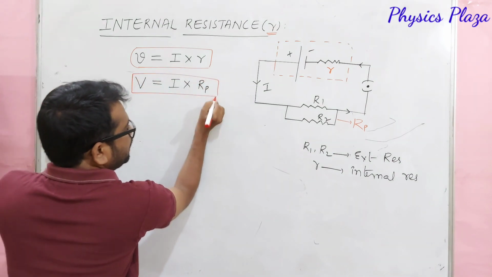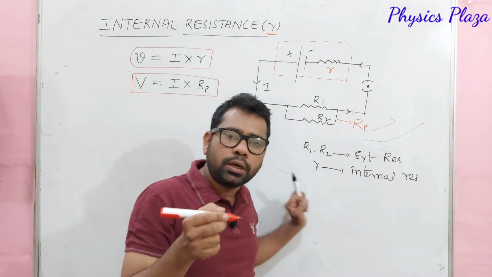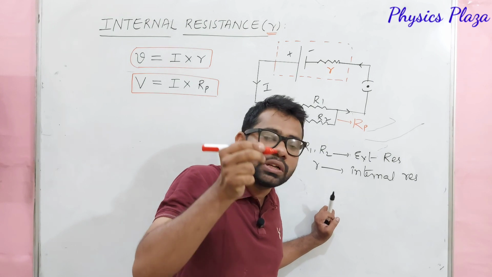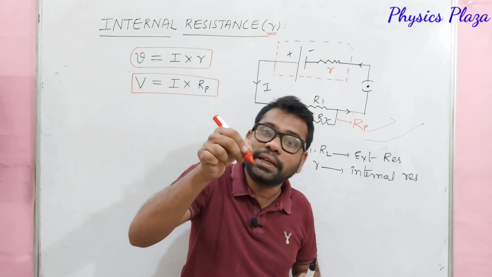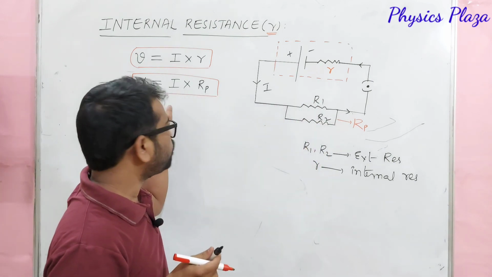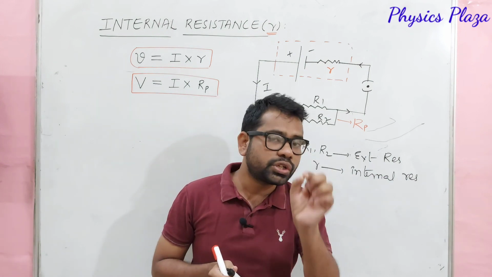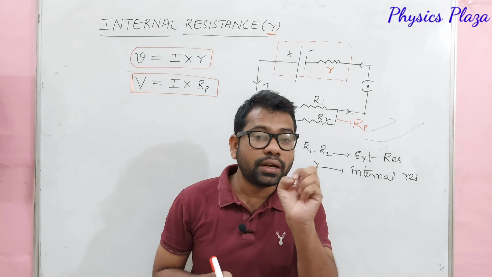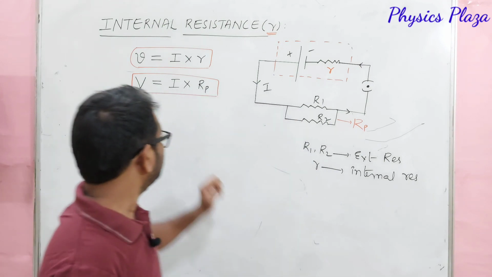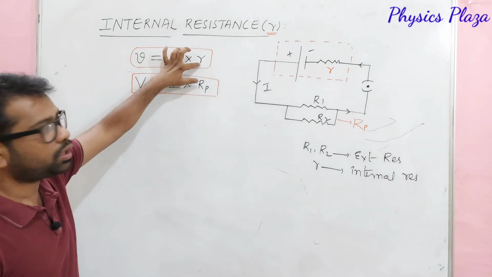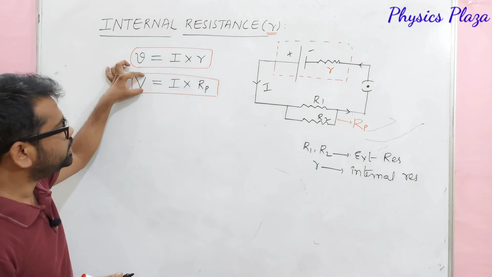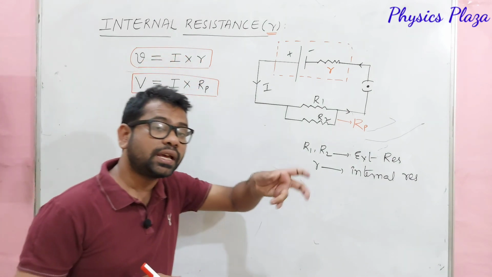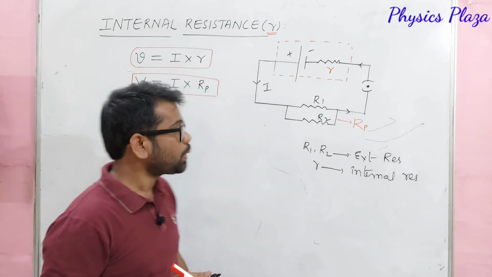How to calculate? Potential drop is the amount of work done to move the charge within the cell. As it is work done to move the charge within the cell, we are considering the internal resistance. What is the terminal voltage? It is the amount of work done to move the charge in the external circuit. That's why we are considering the external resistance. Very important. So small v is equal to I into small r, the internal resistance, and capital V is equal to total current into the external resistance only.